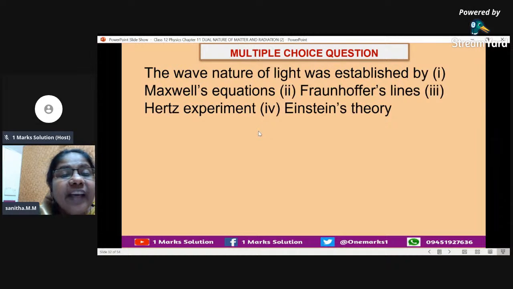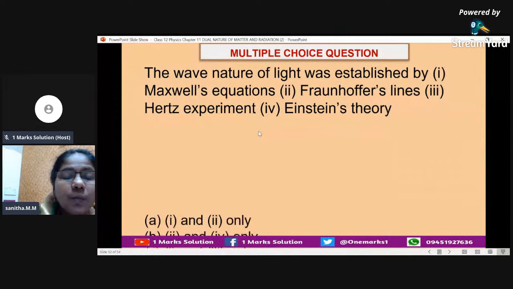Next one we can say the wave nature of light was established by Maxwell's equations, Fraunhofer lines, Hertz experiment, Einstein's theory. But we have to find that wave nature, in 3, here 4 is given, in which the wave nature of light was established. You have to find it.